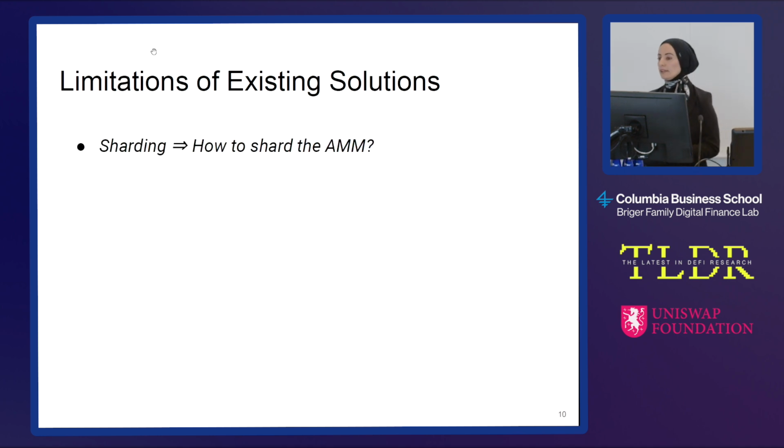In terms of sharding, there is the question of how to shard an AMM. Recall that an automated market maker is a single application by the end of the day. So if you put that on a single shard, that shard will be overwhelmed. Or you might say, okay, let's shard the AMM itself across different shards, but this will lead to high volumes of cross-shard transactions that will degrade performance.